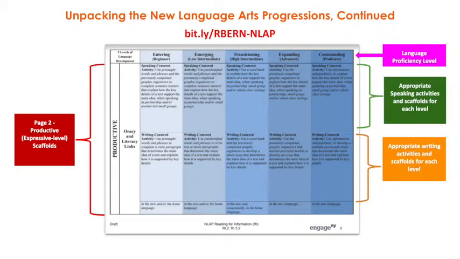When you jump to the expanding level, you see that it says use the previously completed graphic organizers and teacher-provided models, such as exemplars, to develop an essay that determines the main idea of a text and explains how it is supported by key details. So as you go through the levels of proficiency, the scaffolds become less and the students become more independent. But this is a wonderful guide for you to use in your classrooms when you're trying to decide what level of production can I expect from a student at each language proficiency level.